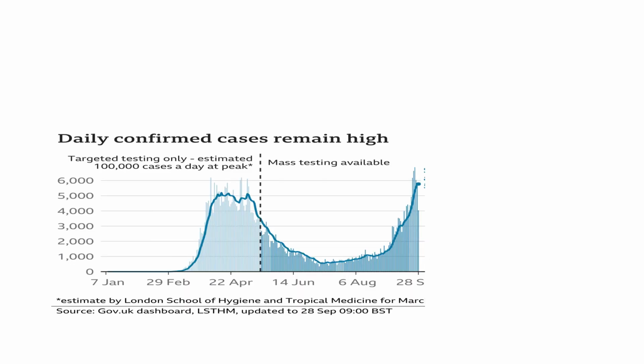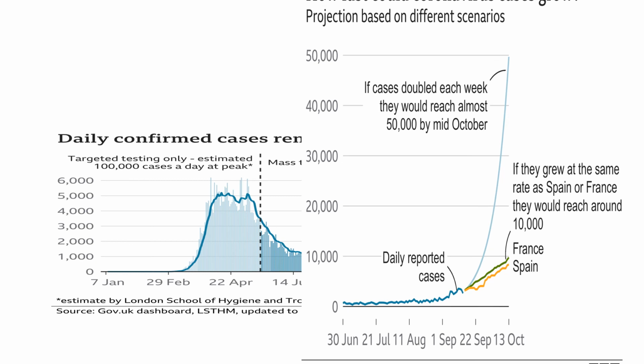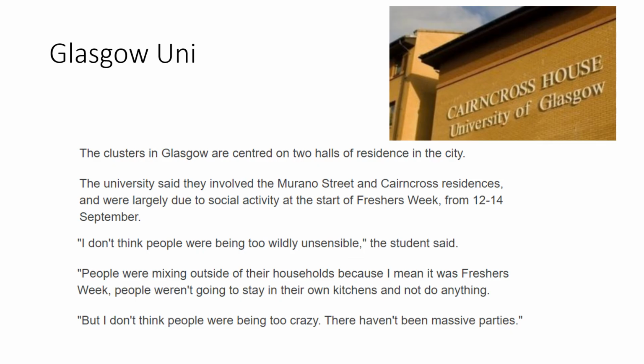Now, if we look at this increase, we reach 6,000 daily in the entire country. And if we don't do anything, this 6,000 will go up to 50,000 a day. 50,000 a day. That would be a disaster. So let's do something about it.